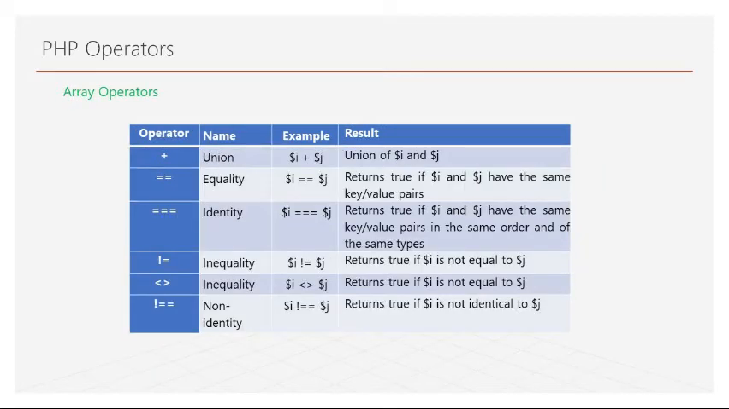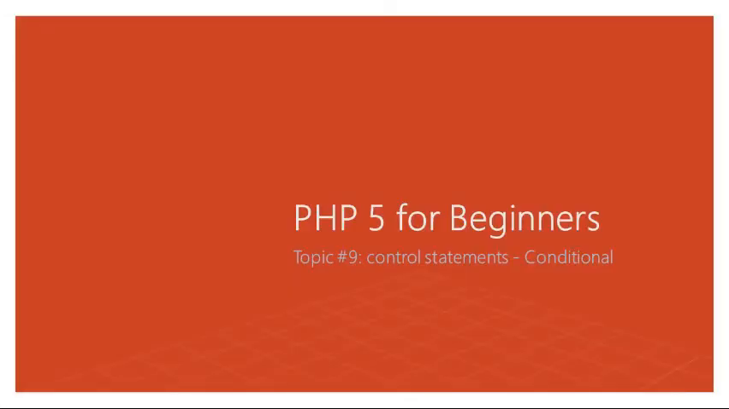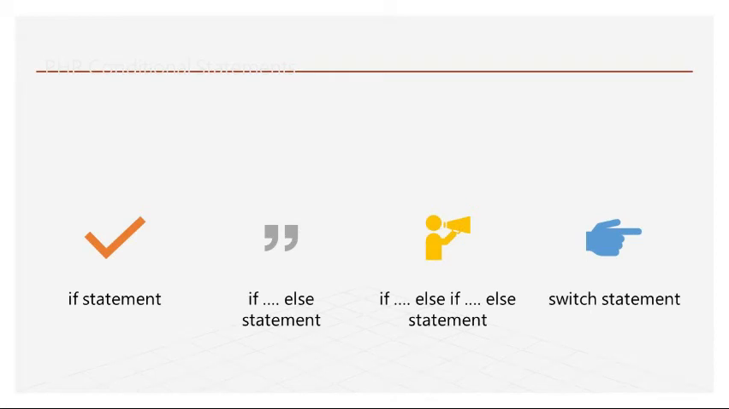PHP array operators. The array operators in PHP are used to compare any two arrays. We can learn more how to use different types of PHP operators in the practical video lectures. The conditional or non-looping statements in PHP are used to perform different tasks on the basis of different conditions. There are some situations where different tasks to be performed based on different conditions. To do this, we can use conditional statements in the program code. PHP supports the below conditional statements.